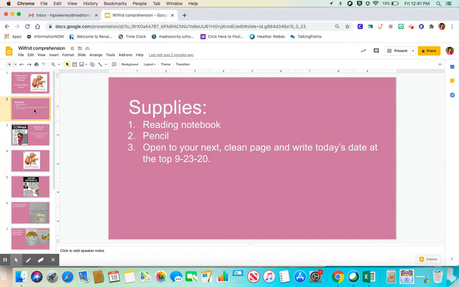So you need your reading notebook and pencil, and you need to open your reading notebook to your next clean page, and you need to write today's date at the top, 9-23-20. You may pause the video at this time in order to write your date at the top of your next clean page. You can press play when you are ready to continue.